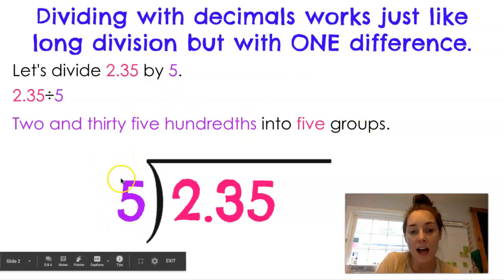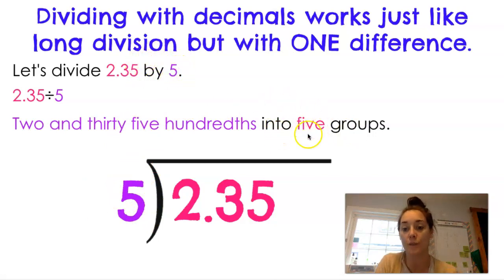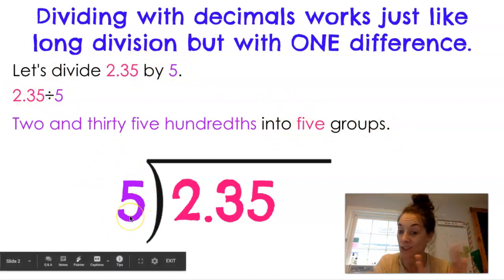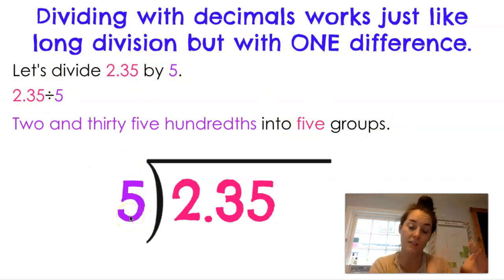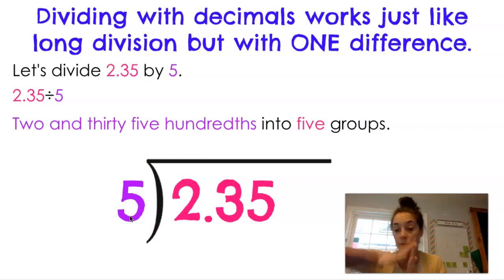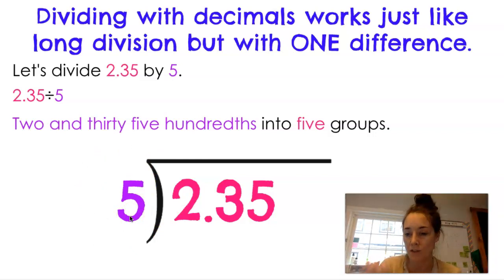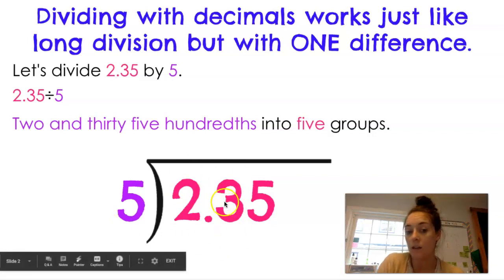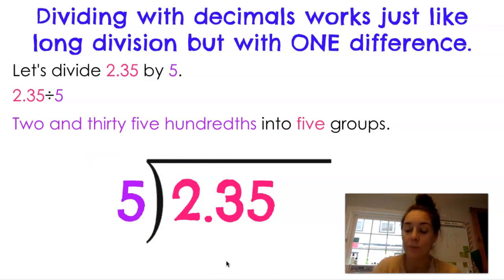But our 5 is always the divided by 5, into 5 groups. That's what goes on the outside of the house, that's our divisor. What goes under the roof is the number that we're dividing up, our dividend. Sometimes it's bigger than our divisor, and sometimes it's smaller than our divisor.